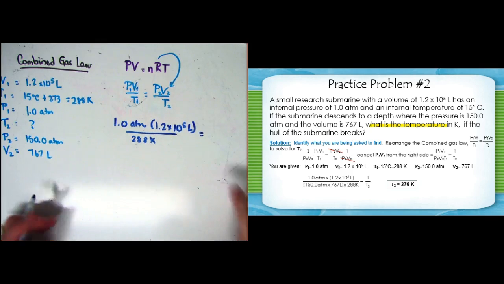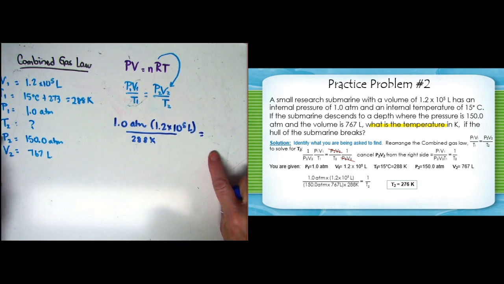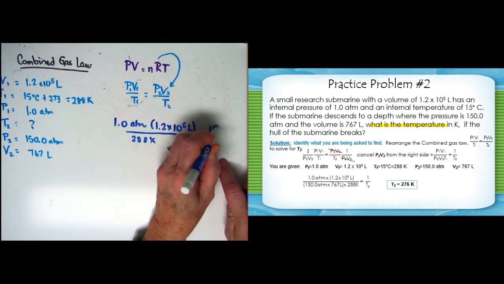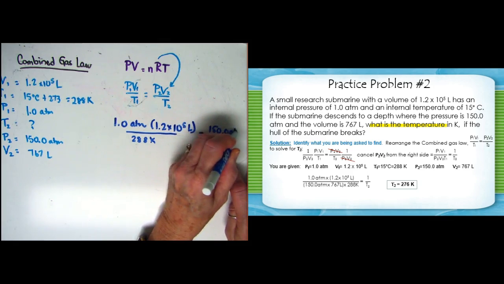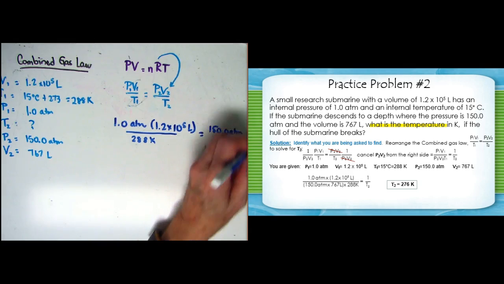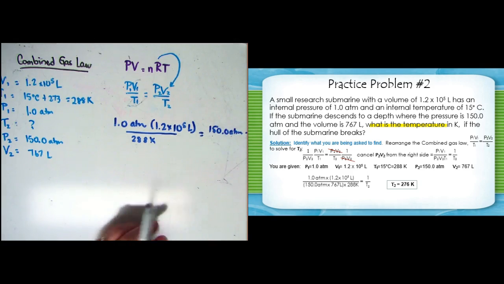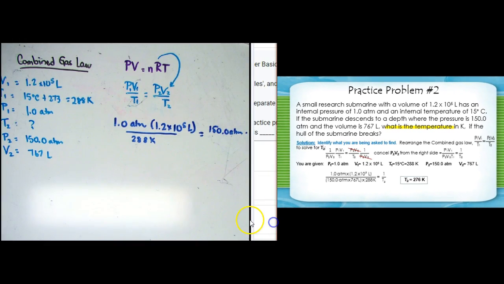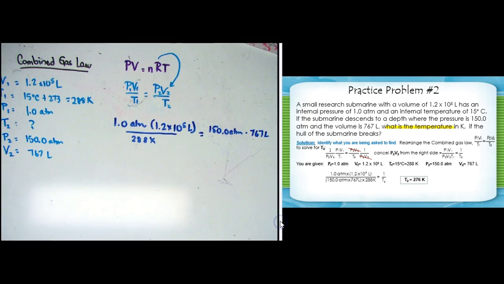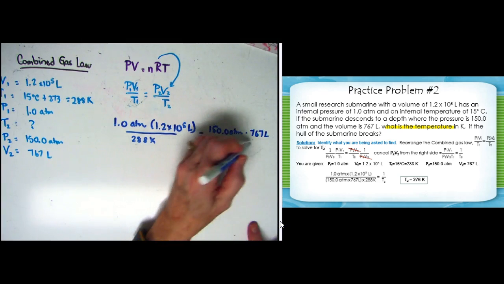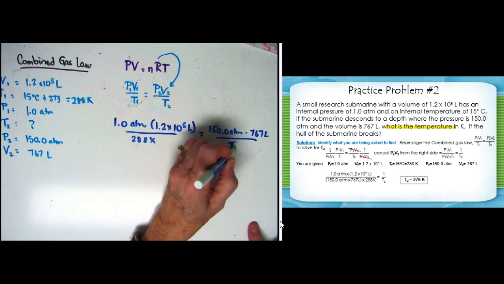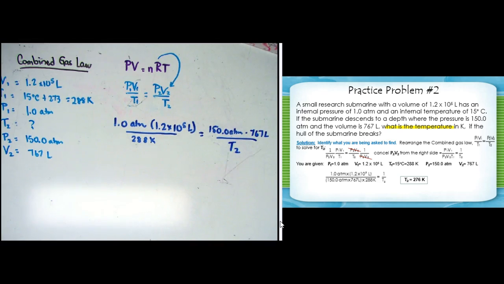Alright, what do we have over on this 2 side? We have 150 atmospheres for P2. We have a volume of 767 liters for V2. I'm not going to be able to show this to you because I just drew over. So let me see if I can fix this. There we go. And what are we looking for? We're looking for T2.